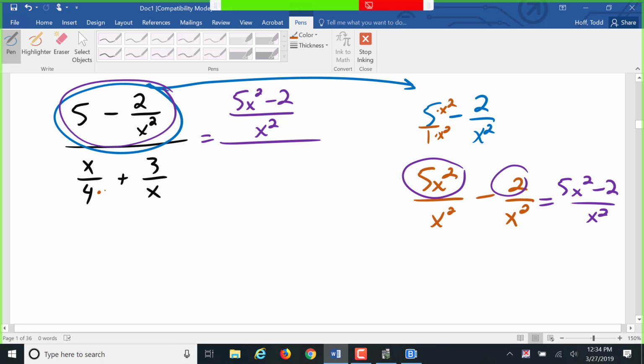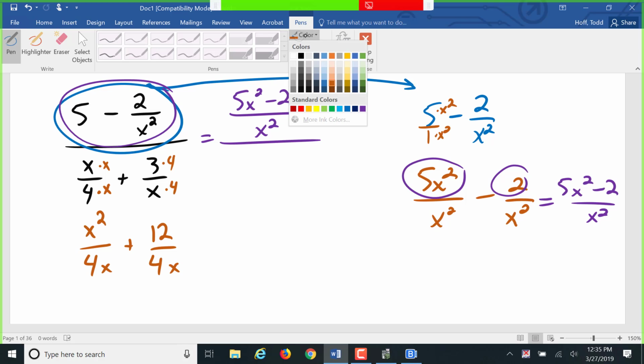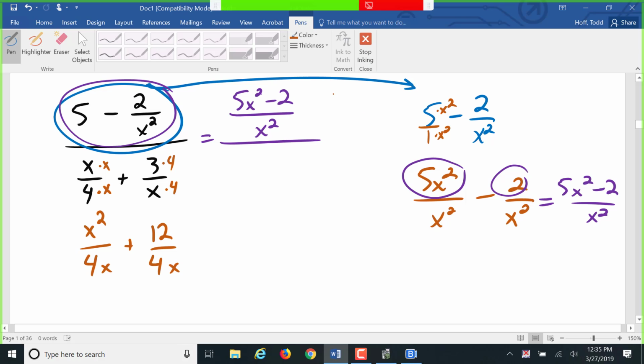Well, I don't have to multiply by 4x, but I can multiply, the common denominator is going to be 4x, right? So on the left, I figured that's what you meant. On the left, we just have to multiply by x to get x squared over 4x. Plus, on the right, we have to multiply by 4 to get 12 over 4x. And when we add those, we're going to just get x squared plus 12 over 4x.